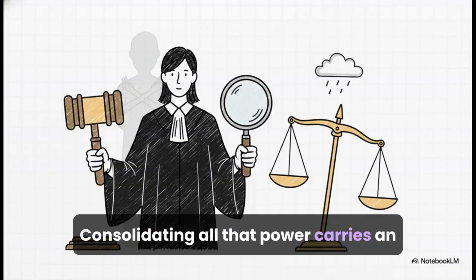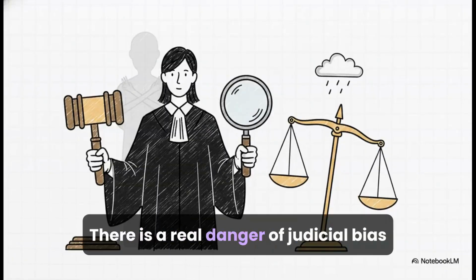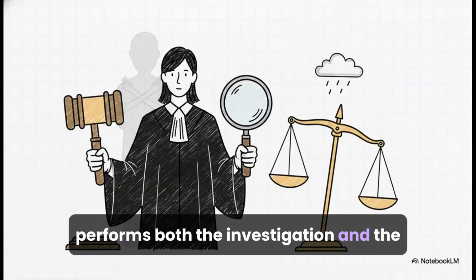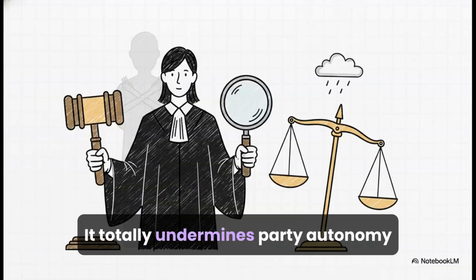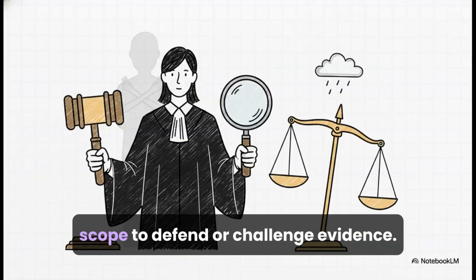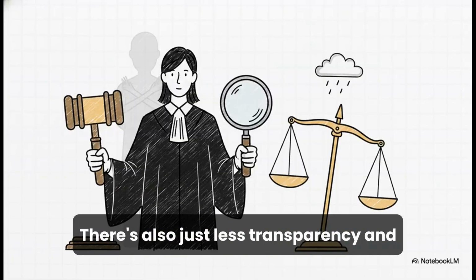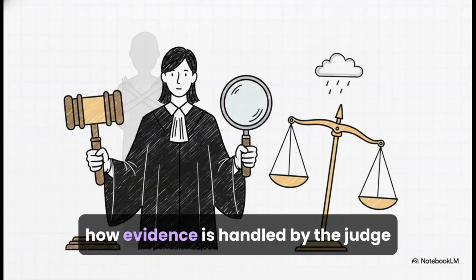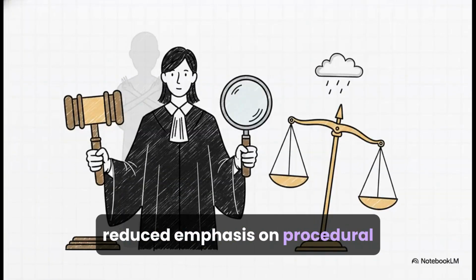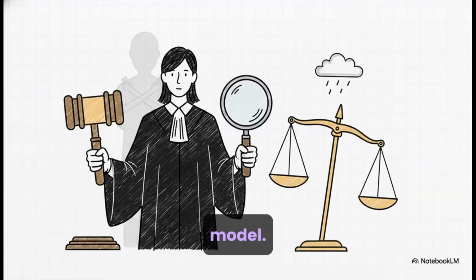Consolidating all that power carries an immense risk. There is a real danger of judicial bias because the exact same person performs both the investigation and the final judgment. It totally undermines party autonomy and adversarial rights. As a lawyer, you have a very limited scope to defend or challenge evidence. There's also just less transparency in how evidence is handled by the judge behind closed doors, which leads to a reduced emphasis on procedural fairness compared to the common law model.